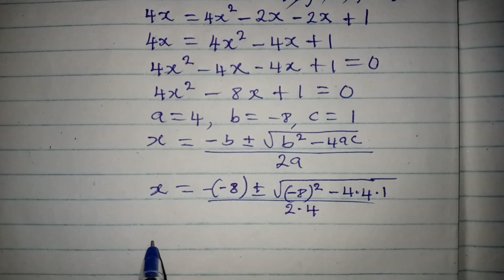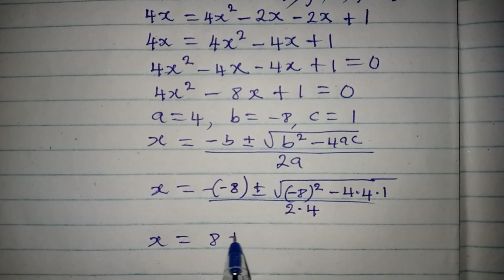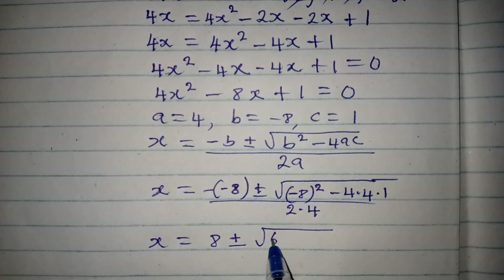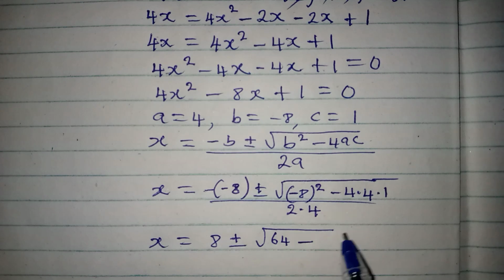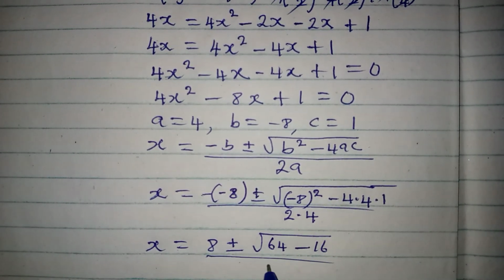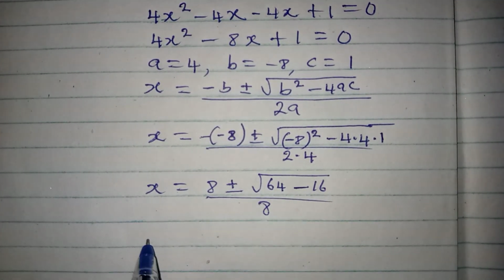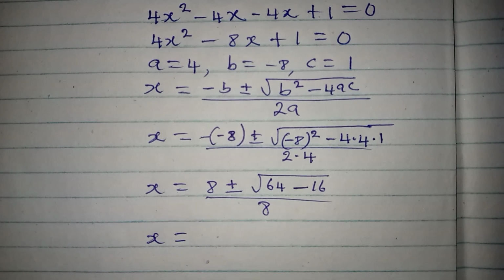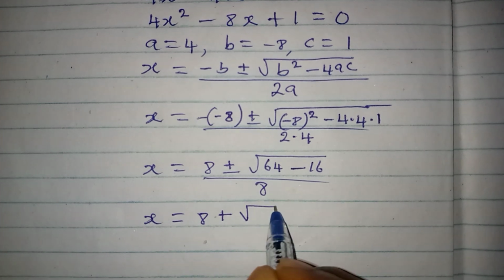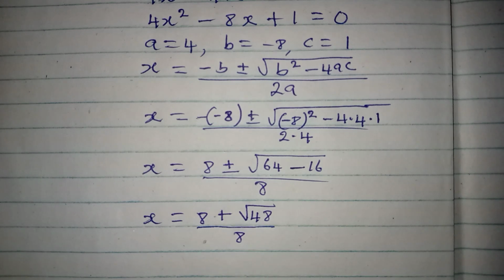And then if we continue, our x will be 8 because negative gives positive, plus or minus 8 squared will give 64, then minus 4 times 1 will give 16, right? Then the whole of this will be over 8. So x will be equal to, we have 8 plus, if you subtract this, you have 48, and this is over 8, right?